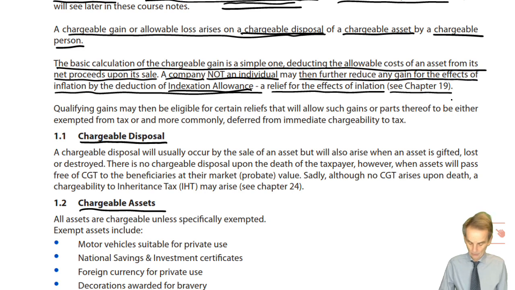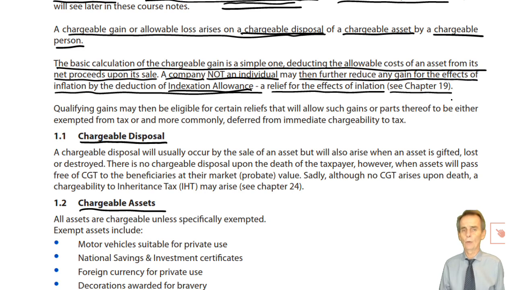That's coming up, of course, much later in our studies. Even there, as we will then discover, that relief for the effects of inflation has been frozen back at December 2017. So if companies bought assets like individuals have bought assets post December 17, then there wouldn't be any indexation allowance. Again, the calculation of the gain for the company would be the same as that for the individual.